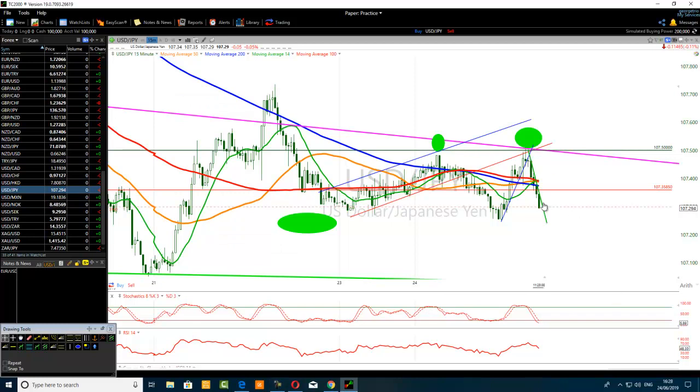The common setting line is not yet broken. So why do you try to buy now? Because the stochastic is oversold. Crazy.